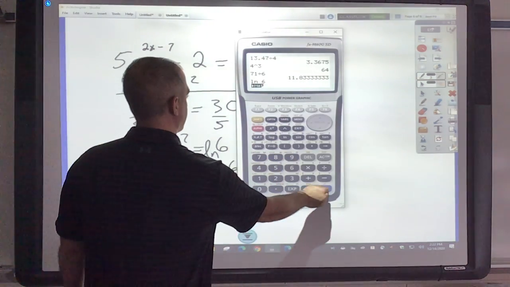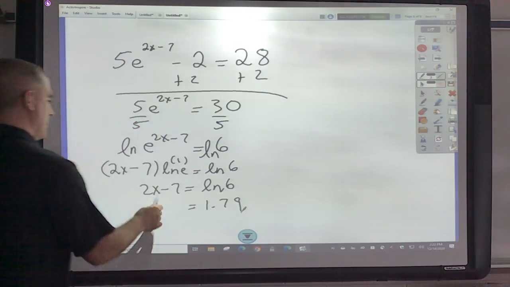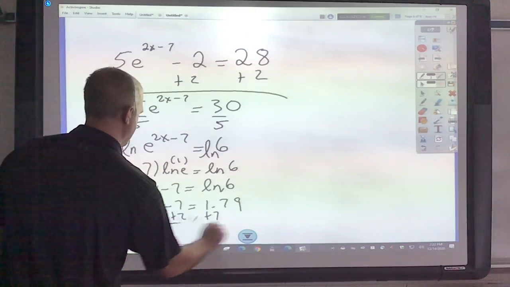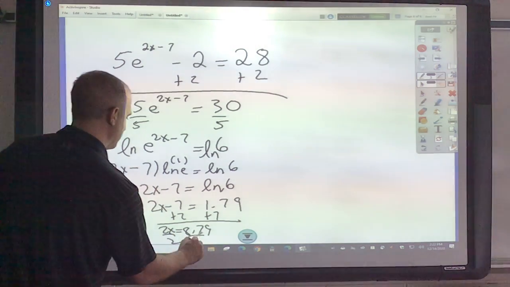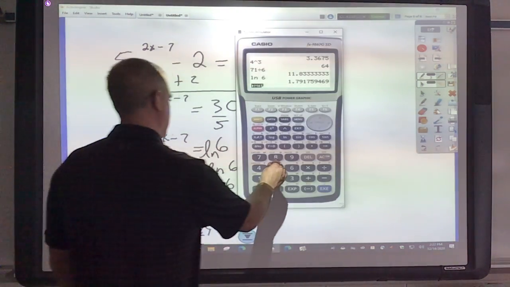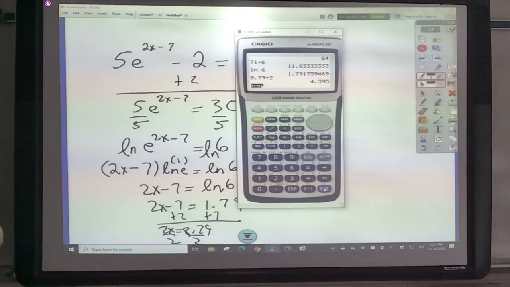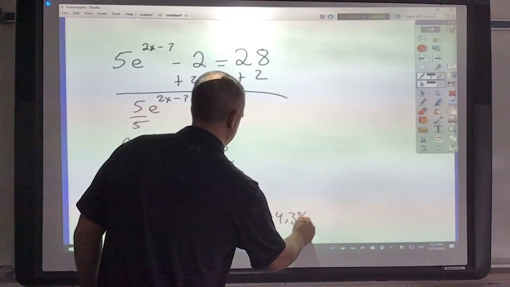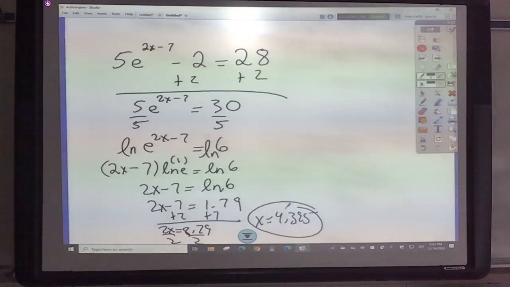So natural log of 6 is 1.79, and then it's 2x minus 7. I would add 7. That's 2x equals 8.79, and then divide by 2. And so I get 4.395. And I think that's good. Well, yeah, that's good for the basic ones.